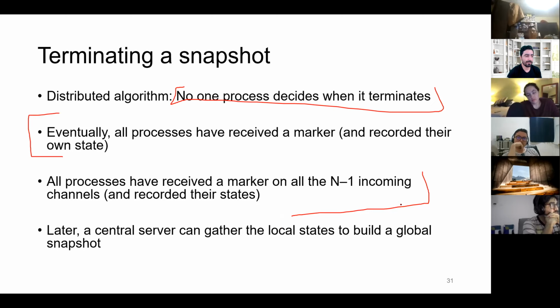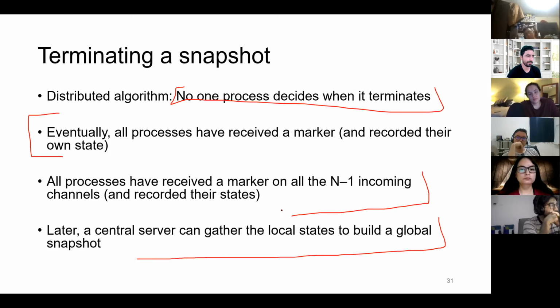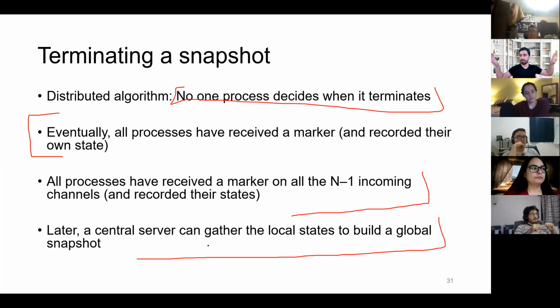Later, a central server can gather the local states to build a global snapshot. When all the processes have received the marker from all the incoming channels, a centralized server gathers all these different snapshots and makes the global snapshot. Like the picture I showed you of flocks of birds, you can take all those captures, put them together at a central server, and see the whole picture.